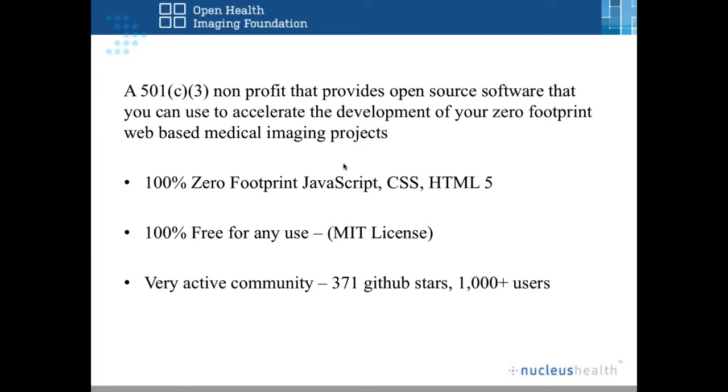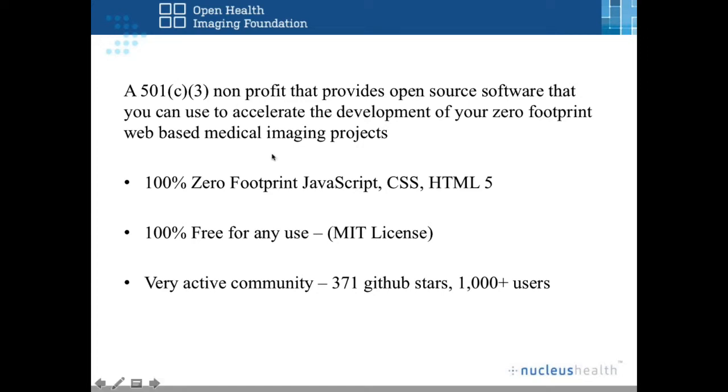Number 2 is it's 100% free for any use, including commercial use. And so all the software is licensed with the MIT license, and there's many companies that have actually taken this and commercialized products on top of this technology. One of the key things about OHIF is that it has an extremely active community. There's over 371 GitHub stars. We estimate 1,000+ users out there, and several commercial products built upon this technology. So again, very much using modern technology, very active community, very focused on JavaScript enabling of medical imaging technology.